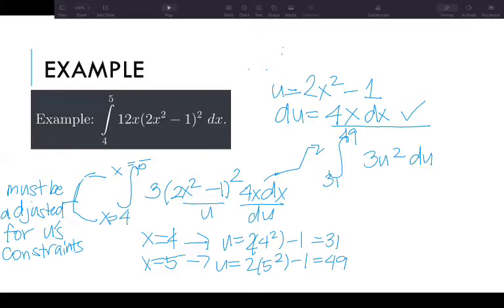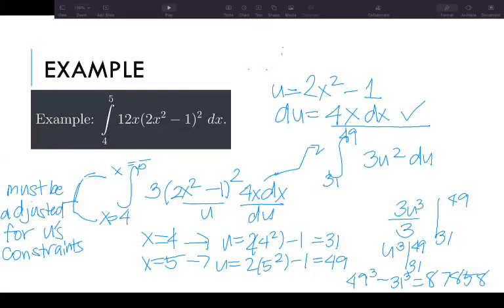Now knowing that, we integrate 3u squared with respect to u, which is simply 3u cubed over 3 from 31 to 49, which is simply u cubed from 31 to 49. So we have 49 cubed minus 31 cubed. And simplifying that, we get 87,858 as our final answer. Pretty big number, but at least the area is positive.